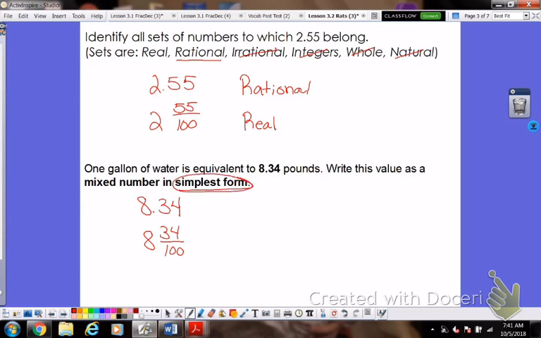Okay, so we have it as a mixed number, but we want it in simplest form. So simplest form, meaning it's in a mixed number, not an improper fraction, and we can't divide our numerator and our denominator by anything. Well, they're both even, so we know we're not in simplest form. So if we do each divided by 2, we'd end up with 8 and 17 fiftieths. And we want to think, can anything be divided into 17 and 50? Well, 17's prime, so no. So there we go, 8 and 17 fiftieths.